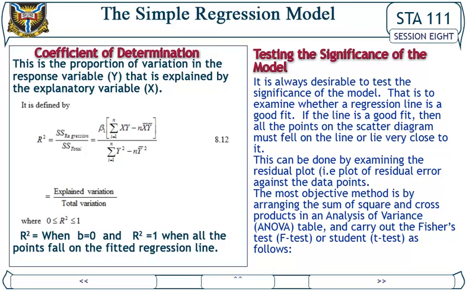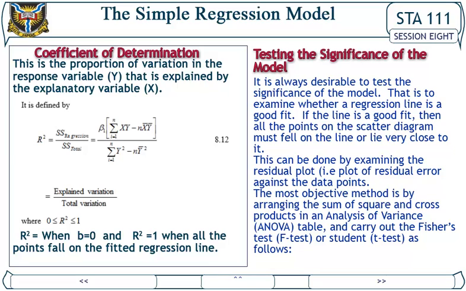Coefficient of determination. This is the proportion of variation in the response variable y that is explained by the explanatory variable x. It is defined by R squared, which is equal to explained variation over total variation, where 0 is less than or equal to R squared, which is less than or equal to 1. R squared is equal to 0 when B is equal to 0, and R squared is equal to 1 when all the points fall on the fitted regression line.